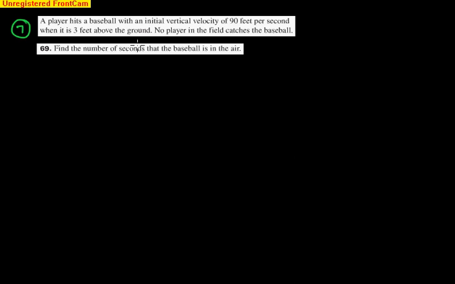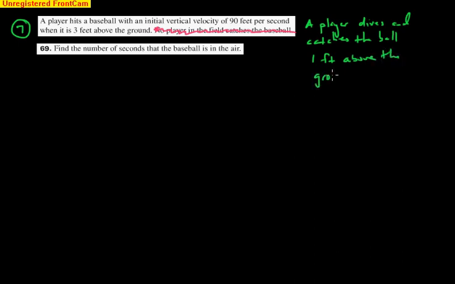It says a player hits a baseball with an initial vertical velocity of 90 feet per second when it is 3 feet above the ground. Now we're going to change this part. A player dives and catches the ball 1 foot above the ground. So again, it says a player dives and catches the ball 1 foot above the ground. And the question is, find the number of seconds that the baseball is in the air.